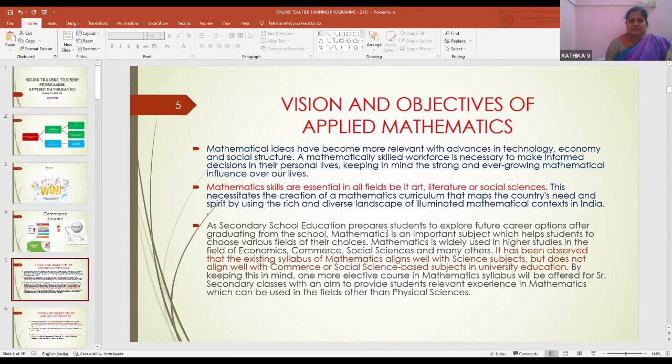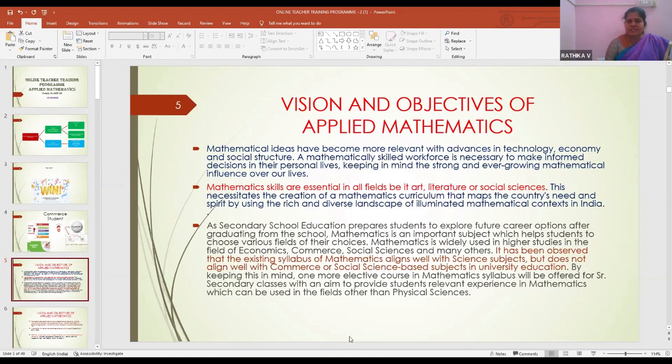We know that mathematical skills are needed in every field, in the field of art or literature or social science, everywhere in our daily life, personal lives also, we are using mathematical skills. So how we are going to apply these mathematical skills and what is the use later, that is the purpose behind this course. And this is senior secondary school education, given by the CBSE. I have highlighted with the red color, you can see here.